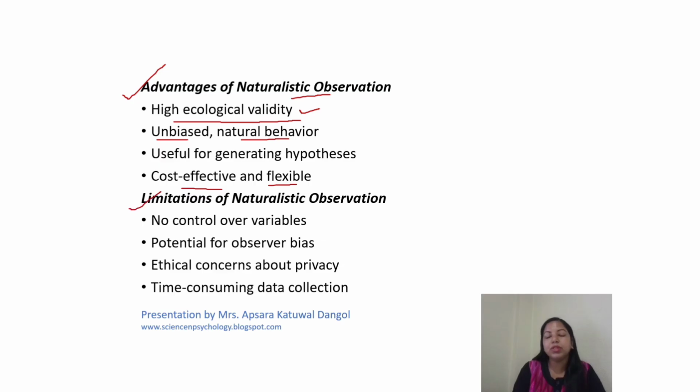Talking about the limitations of naturalistic observation, there is no control over the variables because we are doing it in a natural setting. There can be potential for observer bias because the observer or researcher might work according to their own expectations and interpretations. There can be ethical concerns about privacy because nobody likes to be watched, or the matter can be sensitive as well, and data collection is time consuming.